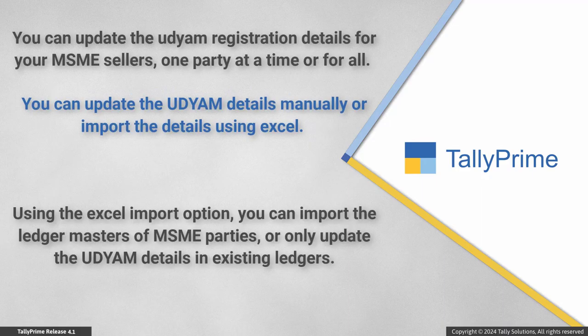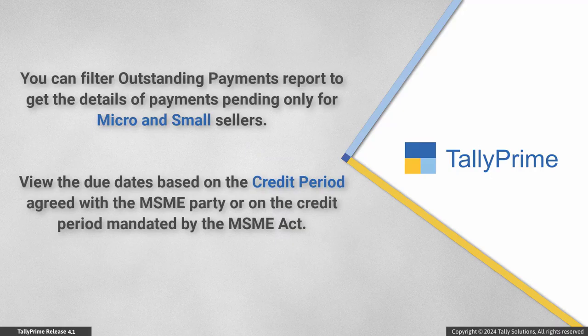You can update the UDYAM registration details for your MSME sellers, one party at a time or for all. You can update the UDYAM details manually or import the details using Excel. Using the Excel import option, you can import the ledger masters of MSME parties or only update the UDYAM details in existing ledgers.